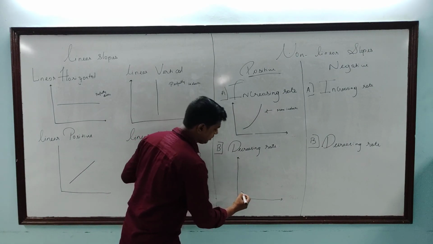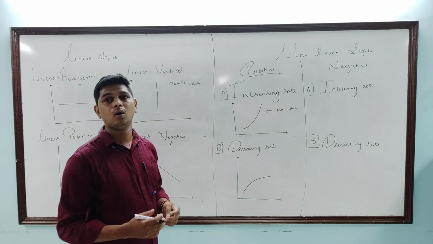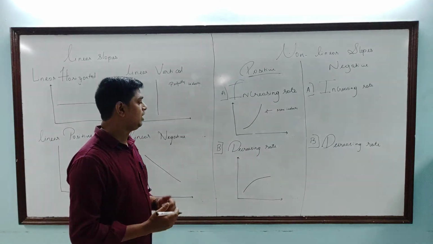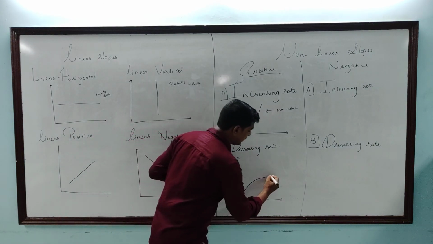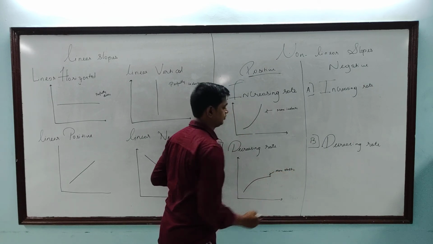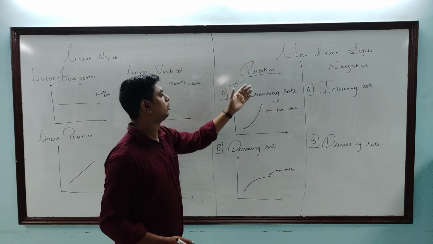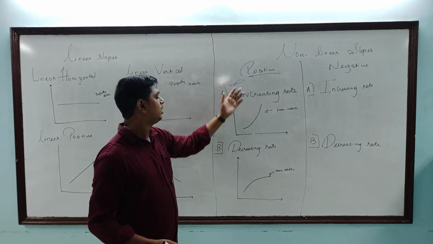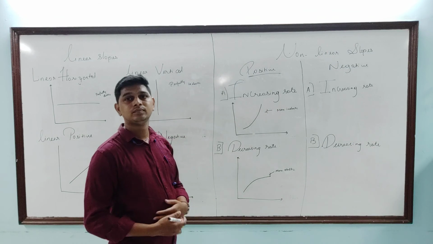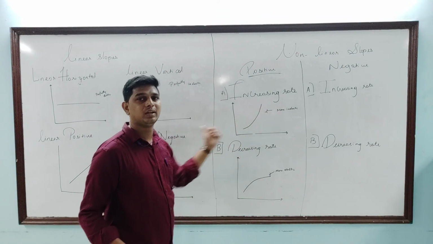at a decreasing rate, we have a positive slope, but the rate of change in the x and y variable proportion is less than 1. In a way, we are saying that they tend to become more elastic. So we call such slopes positive non-linear slope at increasing rate and positive non-linear slope at decreasing rate. Why do we call it non-linear? Simply because they don't have a constant slope like the other one has.